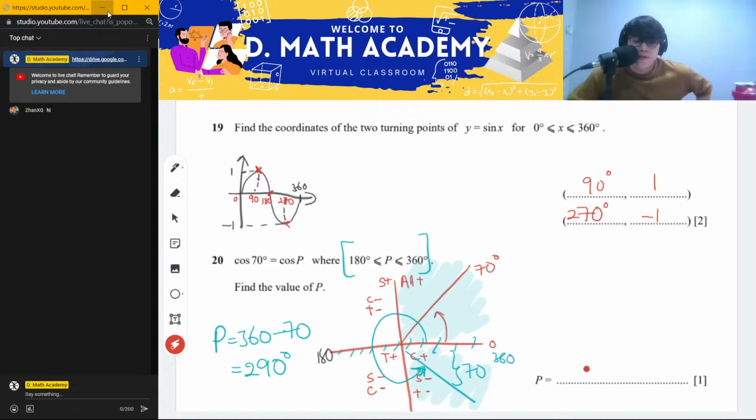Can you briefly explain question 19? Oh, question 19 here involved turning points. There aren't any changes to the graph. There isn't any amplitude change, no vertical translation, no period change. So I just draw out the normal graph. This is how a normal sine graph would look. And then they were asking for the turning points. So these two here are the turning points. I'm just labeling their respective coordinates.